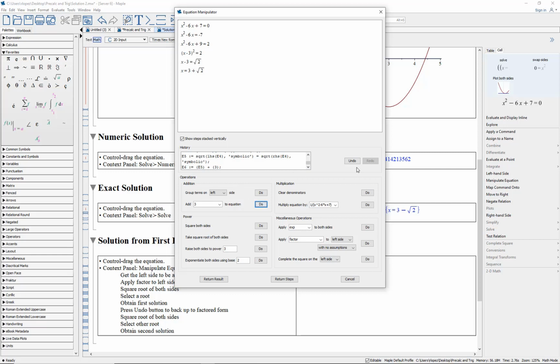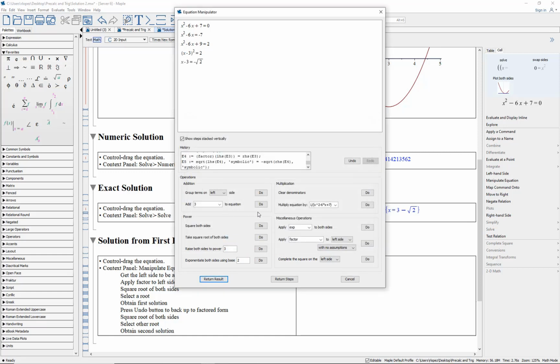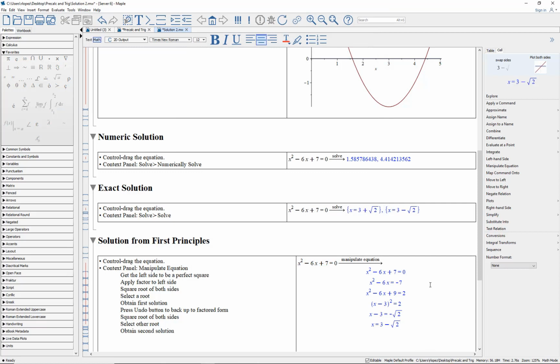To get the other root, the simplest way to do it, in my opinion, is to back up 2 steps, before taking the square root of both sides. We have an undo here. Take the square root of both sides, pick the other root, select that, add 3 to both sides, and now you've got 3 minus the square root of 2. And if you click return steps, you'll get a list of the steps that you went through in order to solve this problem.